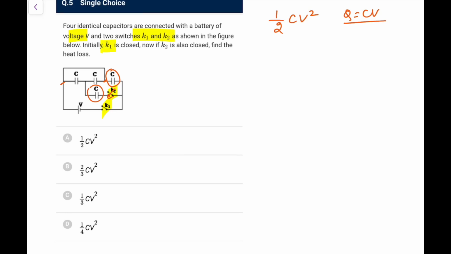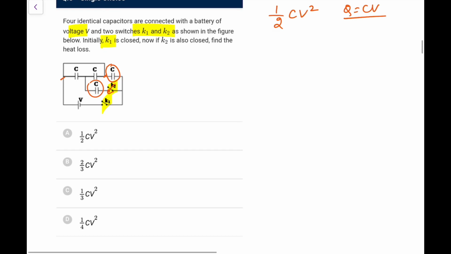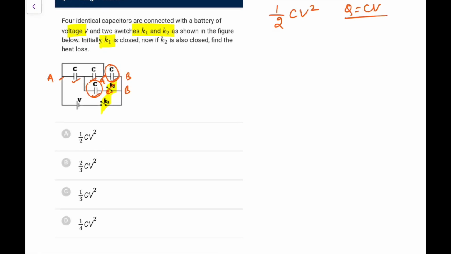Now if K2 is also closed, the situation will be somewhat different. This is A, this is A, this is B, and let's call this point M. Now redrawing it, this is A and B, the battery is there, and there's some M point here. So we have A and M, this is C, and this again M and A, that is C. Then we have A and B as C, and we have M and B as C.